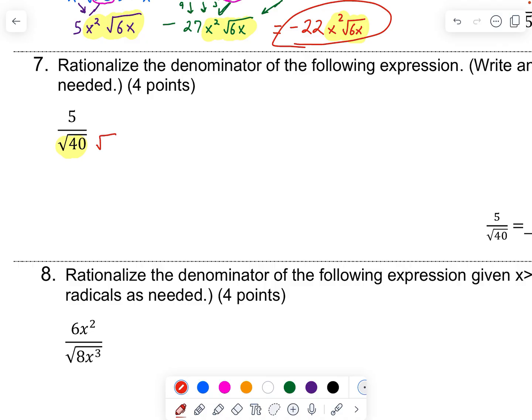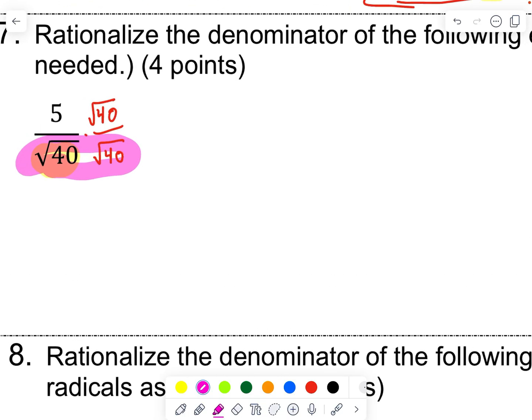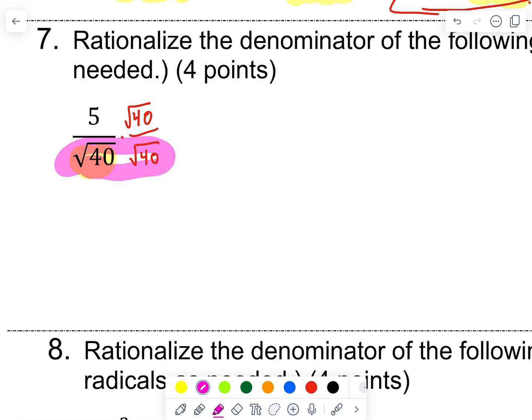We are going to multiply the denominator and the numerator by the square root of 40. And this takes care of the whole issue. Because we have here, we've got a pair, right? We got a pair of square roots of 40. Square root of 40 times square root of 40 is just going to give me 40. All right, that's going to come outside the square root.